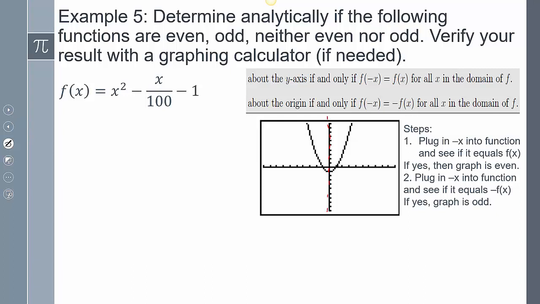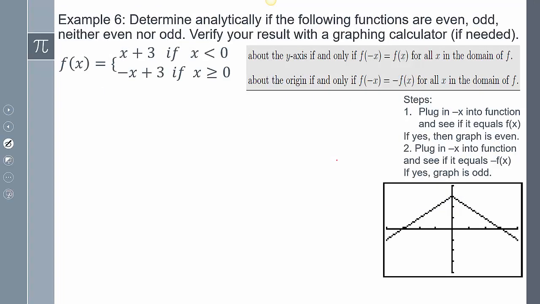Because it's zoomed out this much, it doesn't look like it's going to be even. But if you were to actually zoom in on this lens, you would notice that this graph here is shifted over a little bit more than it should be, and so it's not perfectly symmetrical over the y-axis. And so that's why it's not going to be even or odd.